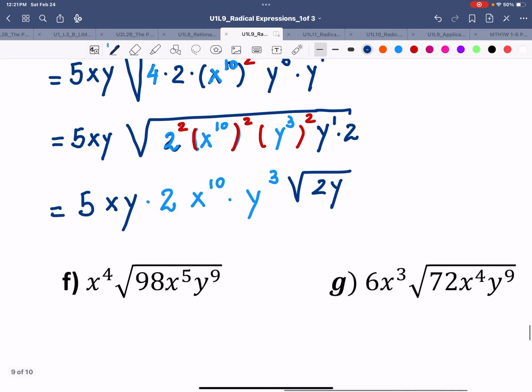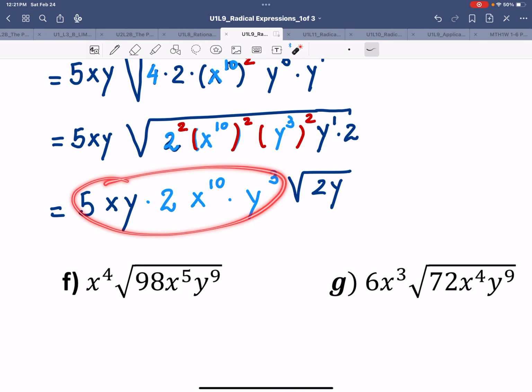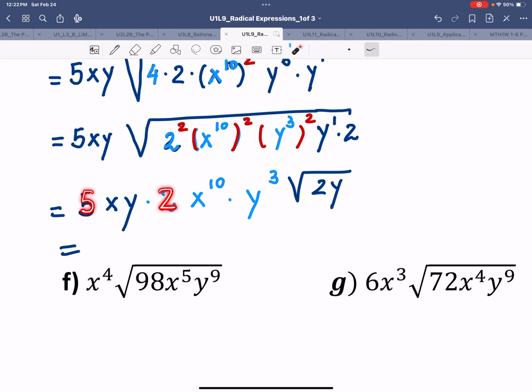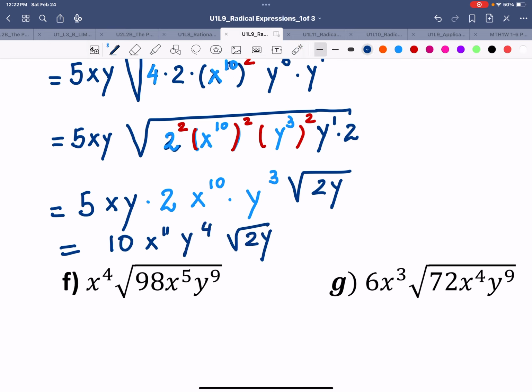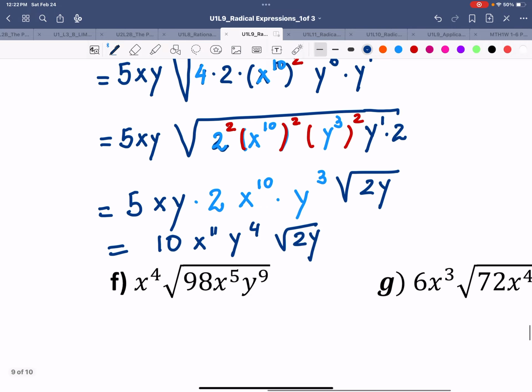Okay, so now all we have to do is combine all these terms together, and then we have a 5 and a 2, make a 10. We have x to the power 1 with x to the 10, that's x to the 11. And we have y to the power 1 and y to the power 3, a y to the power of 4. And inside we'll have the square root of 2y.